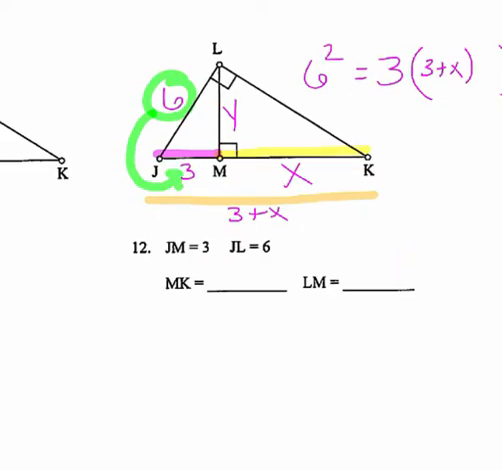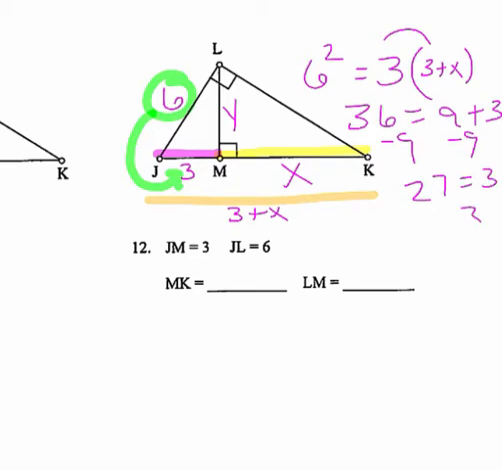Make it so we can see that a little bit better. And now this equation I can solve. So I'm going to get 36 is equal to 9 plus 3x. When I subtract the 9 from both sides, I get 27 equals 3x. So x must be equal to 9. 27 divided by 3 is 9. And x is what we called MK.